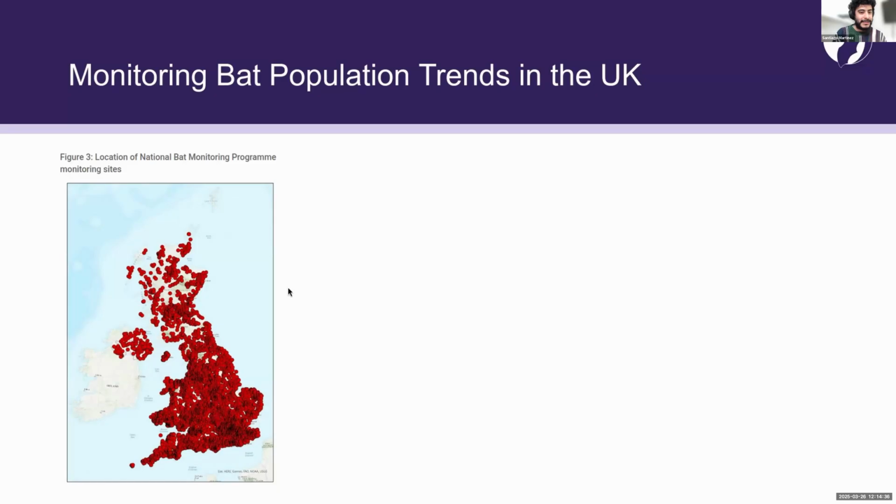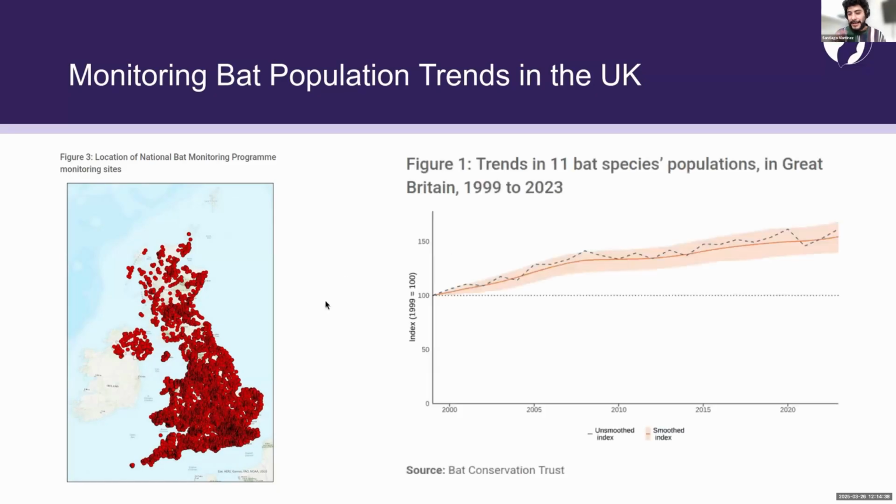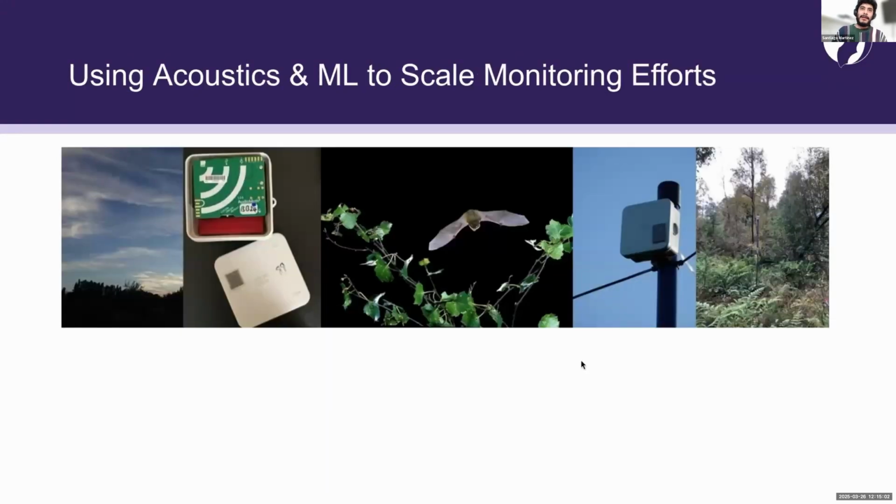And as you can see, it's been quite extensive, and with that, you can get some really interesting information about the population trends of bats at very different temporal and spatial resolution levels. So this information feeds into the UK statistics and is helpful, as I mentioned, for planning of development and also conservation actions.